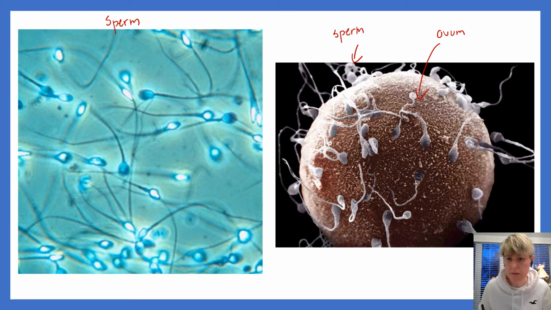What's really interesting about the ovum is that once one sperm penetrates it, there's a cascade of biochemical reactions that prevent other sperm from entering the ovum, because if there's too much genetic information, the cell division can't happen properly.